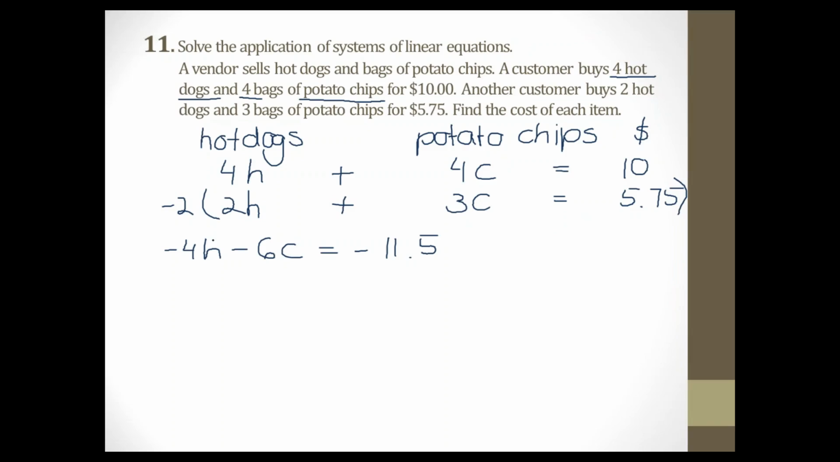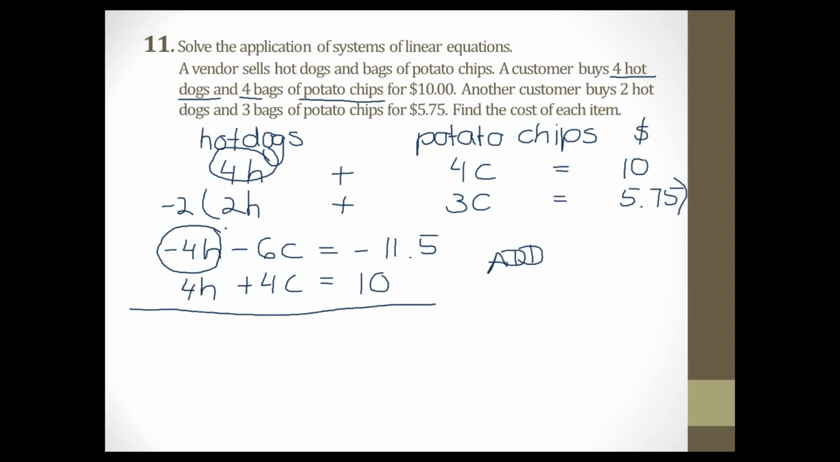-11.5. So now, as you can tell, these two coefficients are opposite, and if I add down, they will cancel out. So I'm just going to write my first equation here underneath equals 10, and then I could just add down, and that would eliminate my h, and I'm left with -2c is equal to -1.5.